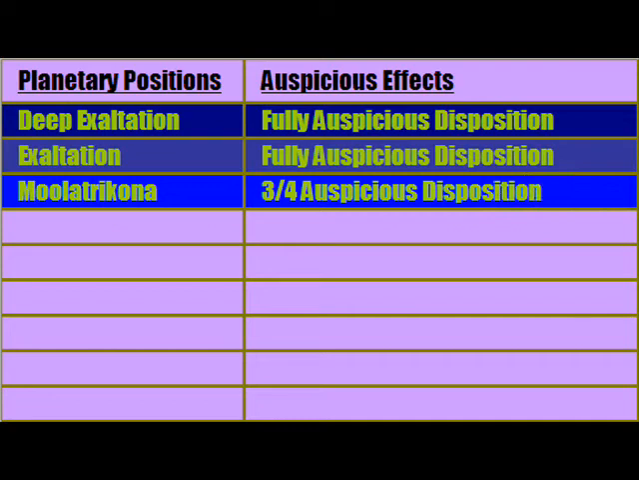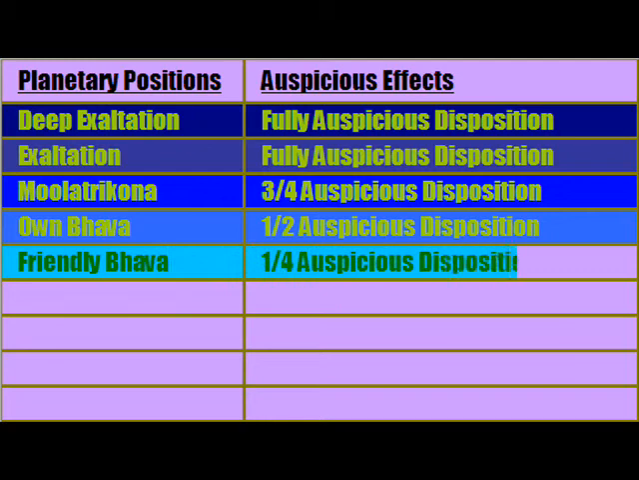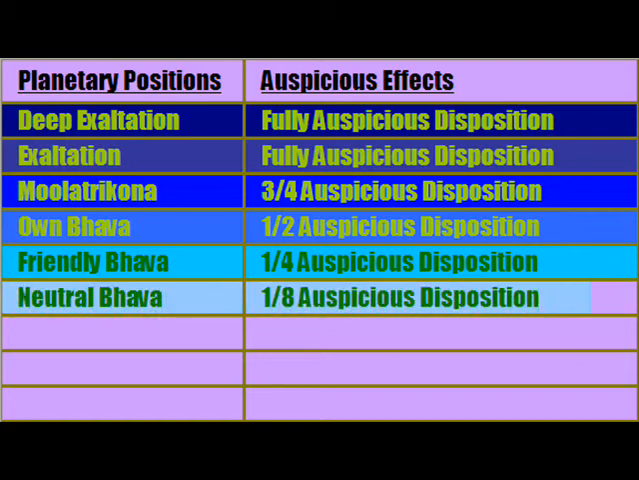The auspicious effects of a graha placed in his own bhava will be halved, and a graha placed in a friendly sign will give 1/4 of such good effects. 1/8 of such good results will be given by a graha in a neutral sign. The auspicious effects are nil for a graha placed in an enemy's bhava and also for a graha in debilitation.